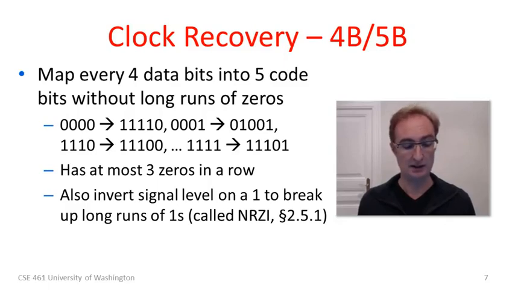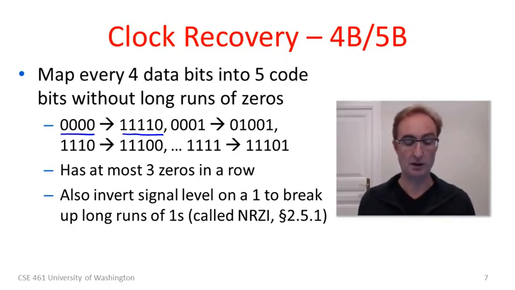Now, the idea here is that we're going to map every 4 data bits into 5 code bits, which are then sent as a signal. And we'll do this in a way where we won't have long runs of zeros. So here are some examples taken from the table. Here's an input of 4 bits, 0, 0, 0, 0. And if we want to send those 4 data bits, we're instead going to send the 5 code bits, 1, 1, 1, 1, 0. At the receiver, we'll map back from code bits to data bits, so we'll know what we were talking about.